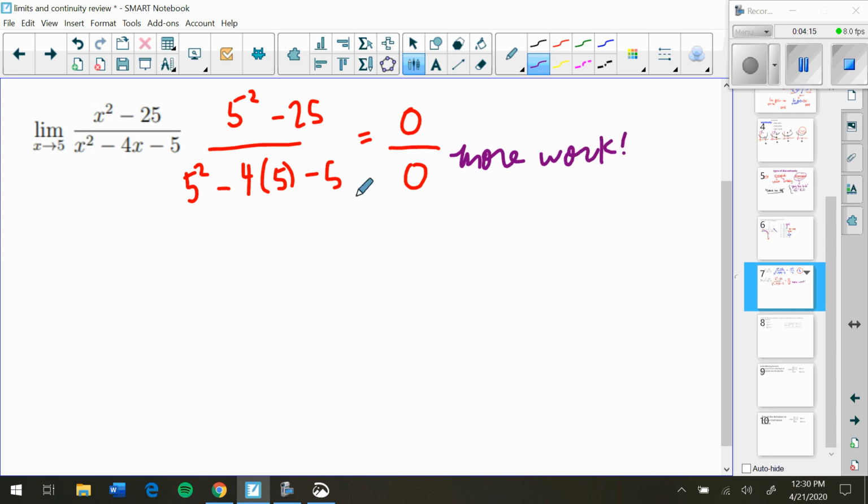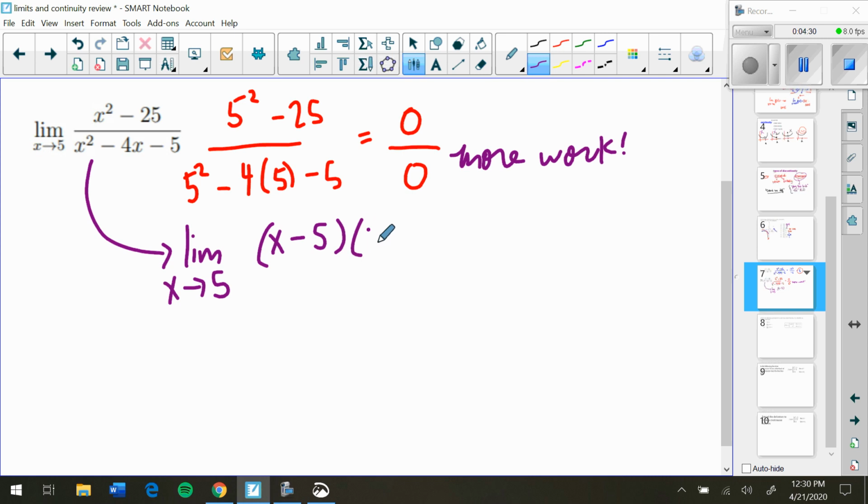Because we have a polynomial on top and on bottom, that's a pretty good hint that we are going to have to factor. So we look at the top, x squared minus 25. I recognize that as the difference of squares. So we have x minus 5 times x plus 5. That's my numerator, all over the bottom.